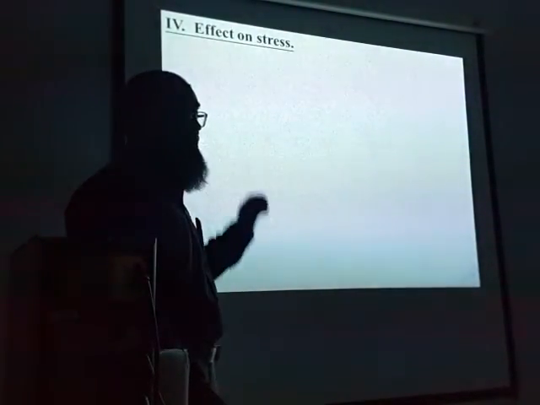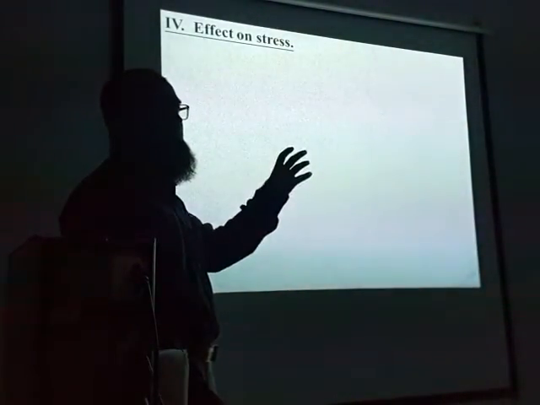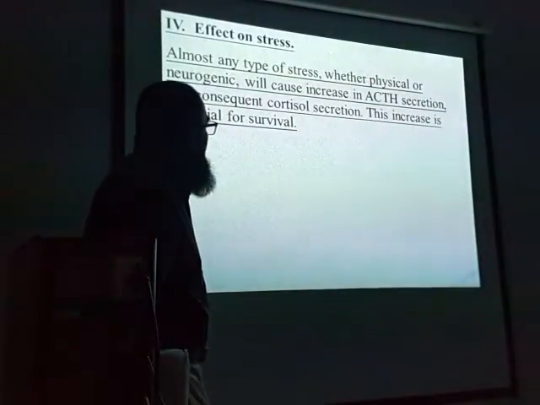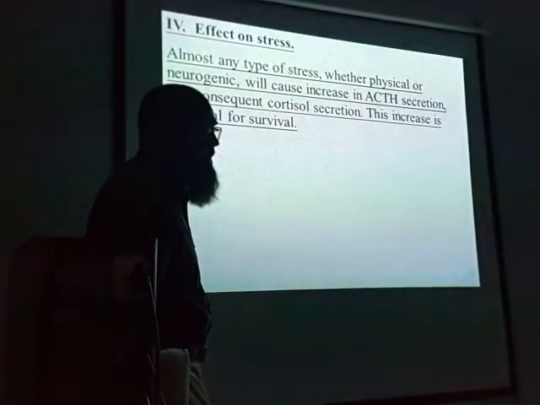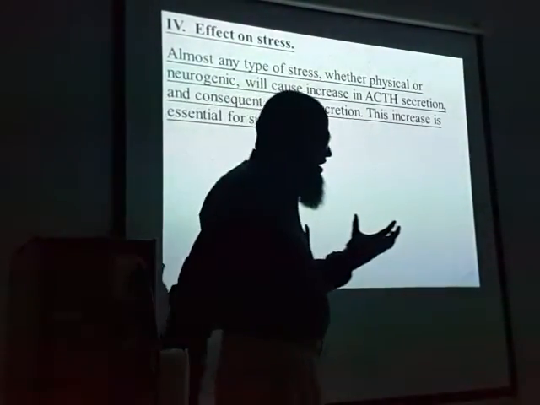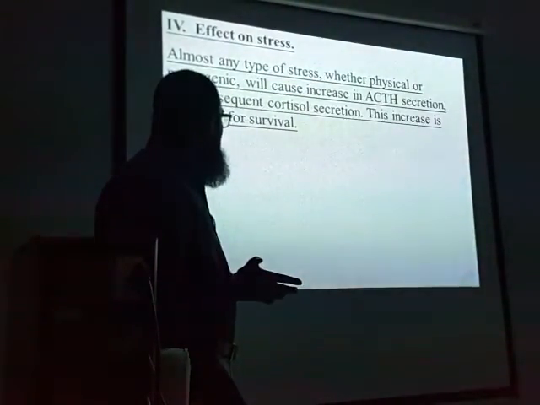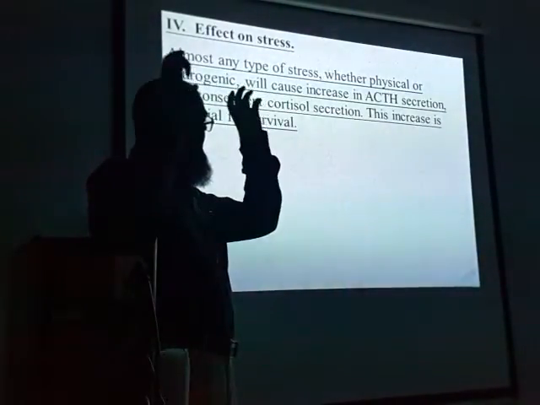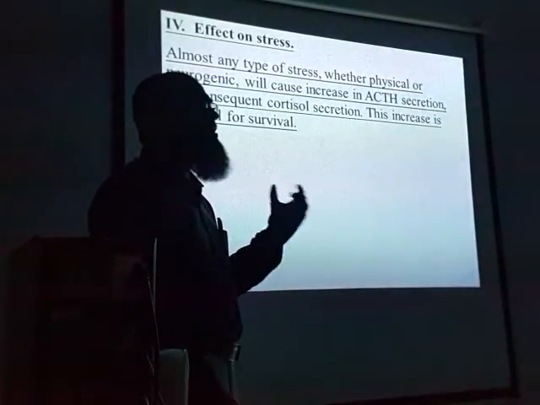Then effects on stress. This is very important. This is a very important hormone during stress situations. Okay, stress. Almost any type of stress, whether physical or neurogenic, will cause an increase in ACTH secretion, and consequent cortisol secretion. You know that when ACTH is more, it stimulates the adrenal cortex to release cortisol. So this is essential for survival. During any type of stress, cortisol is essential for survival. Otherwise, it is difficult for that person to survive.